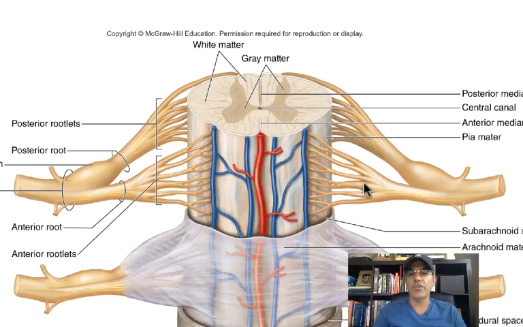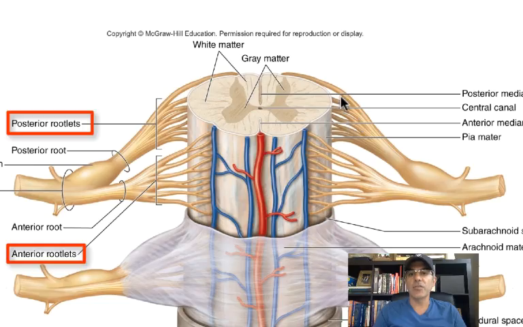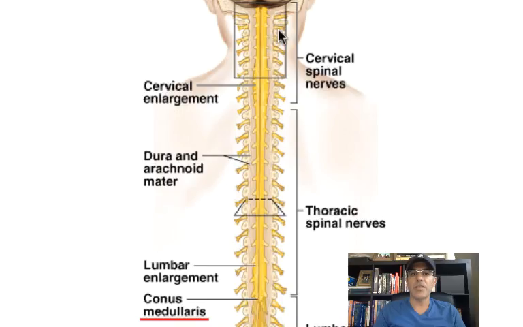Also realize that the anterior root or posterior root, before attaching to the spinal cord, is going to branch off and create something called a rootlet. So these are posterior rootlets, these are anterior rootlets. In this picture, all of this yellow structure that's coming between the vertebrae is your spinal nerve, these ones.